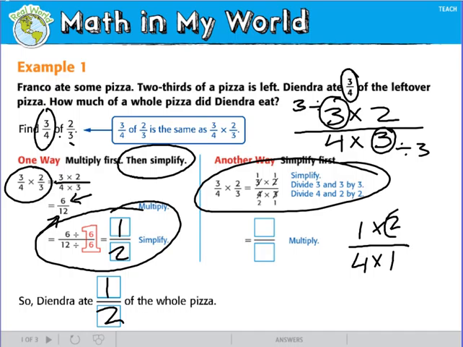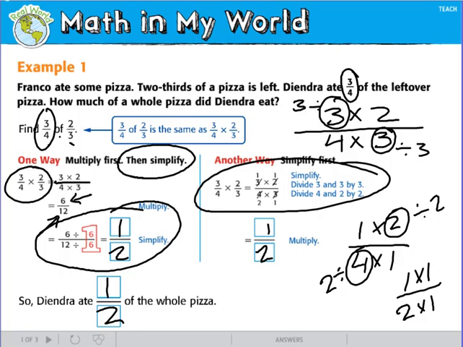Now if I look, I still have 2 even numbers. You can simplify. What can I divide 2 and 4 by? 2. So 2 divided by 2 is 1. So now I have 1 times 1 on top. And 4 divided by 2 is 2. So now I have 2 times 1 on the bottom. So 1 times 1 is 1, and 2 times 1 is 2. Okay? So you can see that cross-canceling lets you work with smaller numbers.